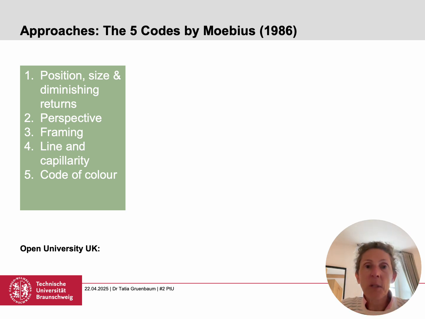And the fifth code, now this is the code of color. And here Möbius believes that there is a shift that takes place from a focus on what a specific color is generally associated with outside of the text to the statement a color can make within the text. And I will look at color in a second.